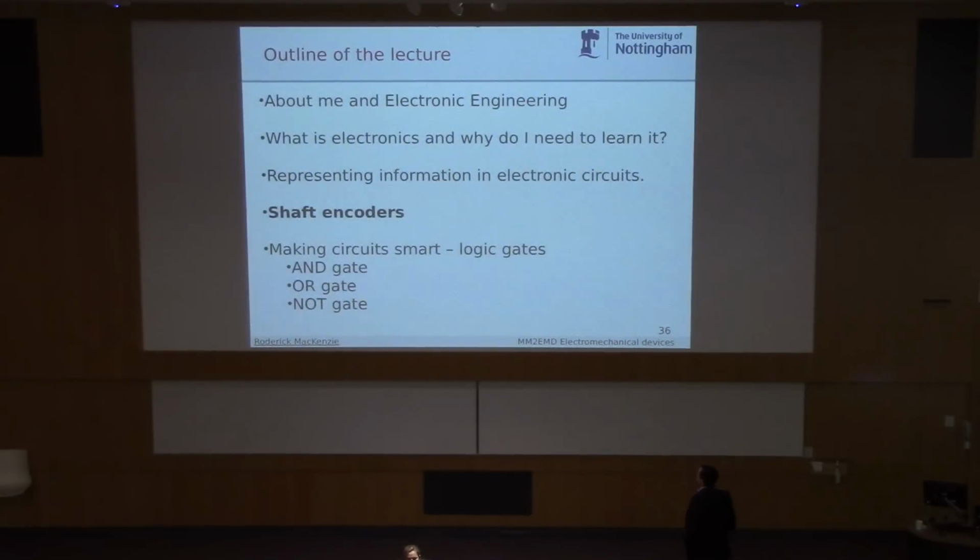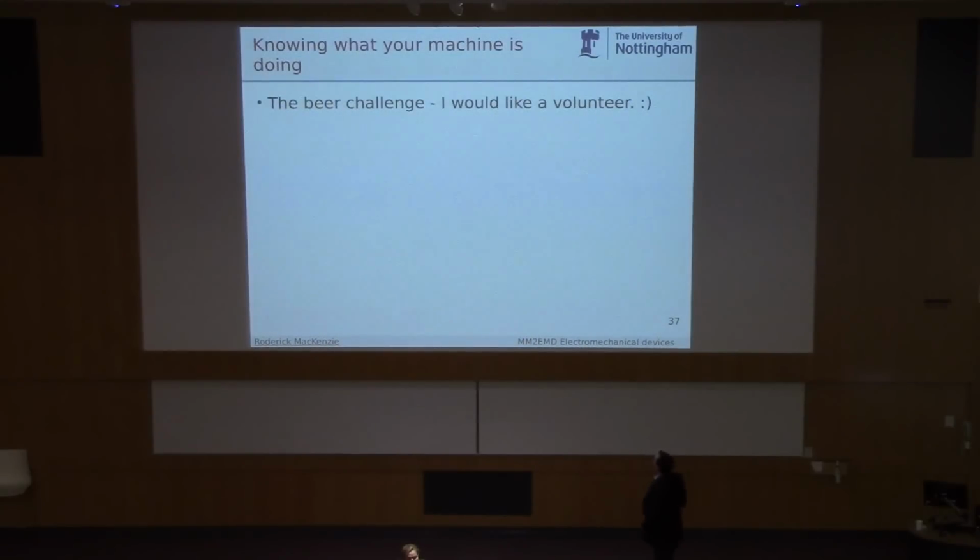So, shaft encoders. For this, I'm not going to have a volunteer this time because it'll take too long. But for this, we need some beer. Right, here's a glass. I'll do it here. I'll get rid of my coffee. Here's a glass. Here's some beer. And here's a bottle opener.